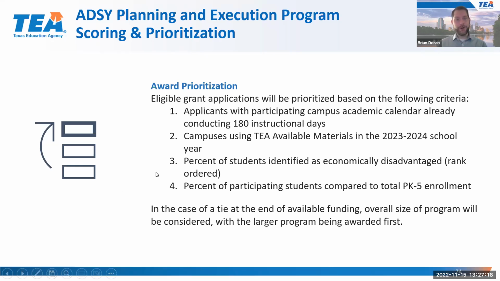If after those 4 priorities we do end up with a tie at the end, however unlikely that might be, the overall size of the program will be considered, with the larger program being awarded first and then the smaller. But that number 4 there would hopefully take care of any sort of actual ties in that prioritization level.